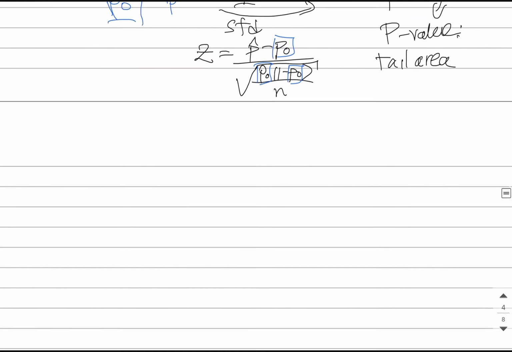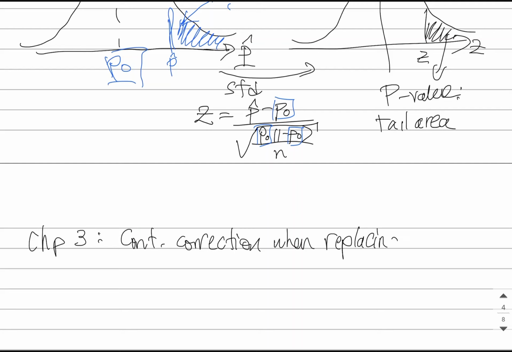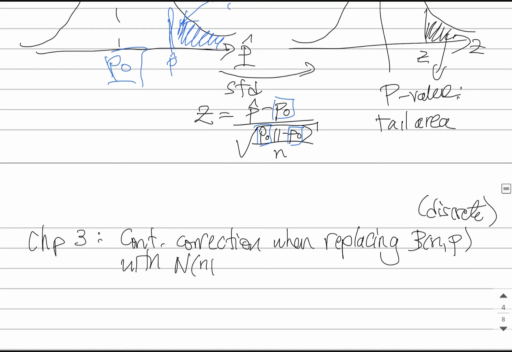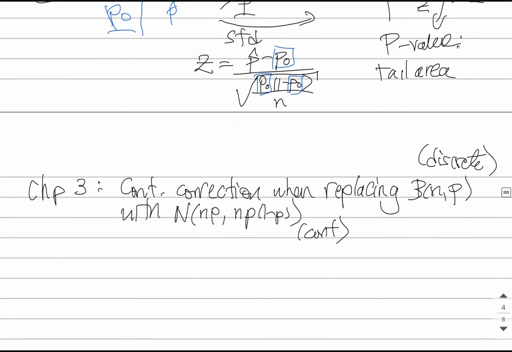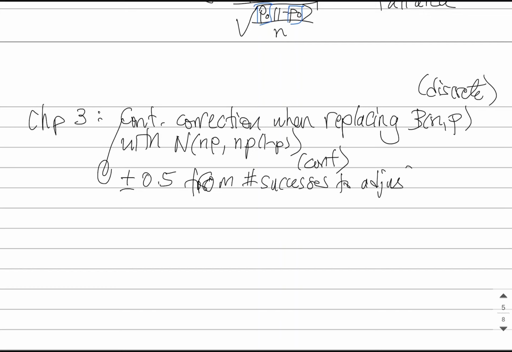Now, some of you might be picking up on one idea here, and you say, well, hold on. Remember that in Chapter 3, we used a continuity correction when we replaced the binomial discrete distribution, or any discrete distribution, with a normal distribution, or this particular continuous distribution. And so the continuity correction basically entailed adding or subtracting 0.5 from the number of successes to adjust for a bar width.